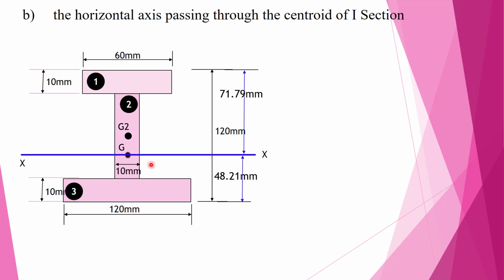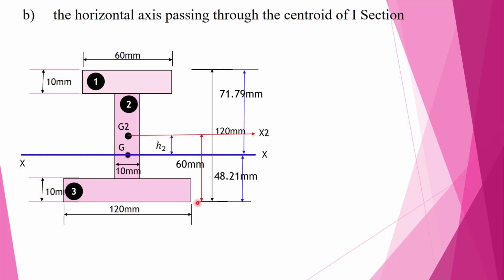From the base of the rectangular section, it will be 50, or from here it will be how much? 50 plus 10, that is 60, right? So this is the centroidal x-axis. That distance will be 50 plus 10, that is 60 mm. I hope you understood that value.